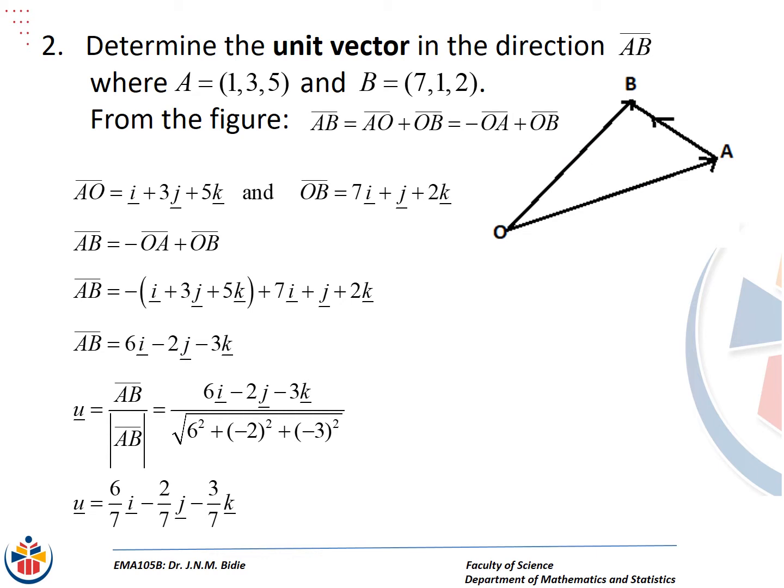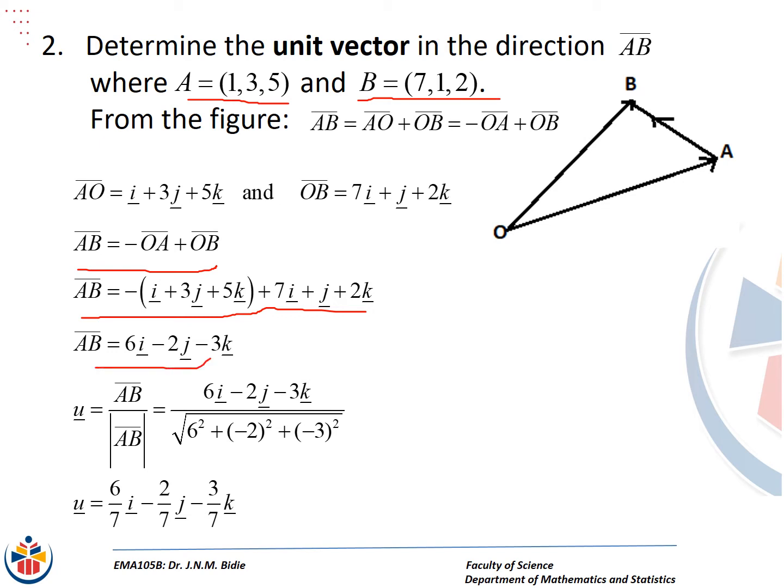Then we've got number 2. Here we've got a different setup altogether. Yes, we're still looking for the unit vector in the direction of vector AB. But then A has got an initial point (1, 3, 5), which is A, and a terminal point, which is (7, 1, 2). Now, just for ease of calculations, in layman's terms, in order for you to get vector AB, what you do is subtract the initial point from the terminal point. So that means it should be OB minus OA. As you can see here, it's OB minus OA every time.